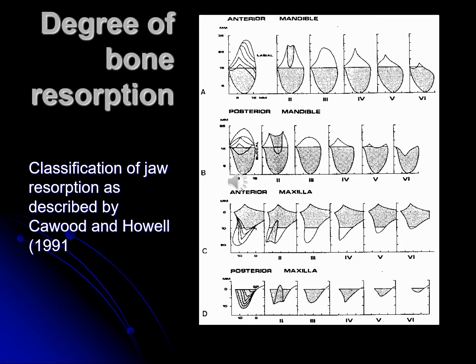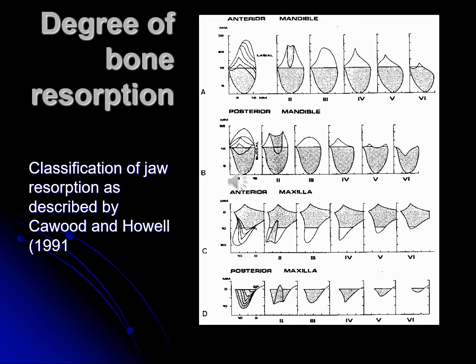To evaluate the degree of bone resorption or the quantity of the bone, we have the classification of jaw resorption as described by Cawood and Howell, 1991. This classification has 6 classes. Class 1 is the dentate ridge. That means the ridge with the teeth. Class 2 is the ridge directly after extraction.